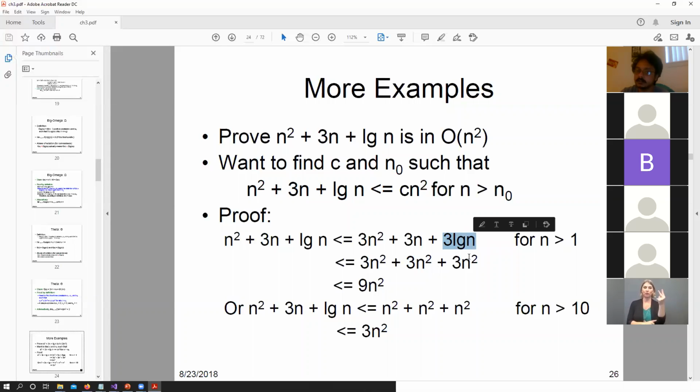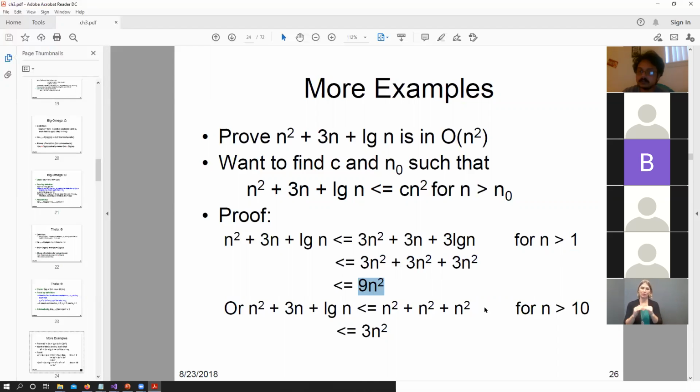And 3 log n would definitely always grow slower than 3n squared. So we can say that 3n squared plus 3n squared plus 3n squared for all values n greater than 1, where 1 is n0, we have the upper limit of 9n squared. That basically means that our function is big O of n squared.